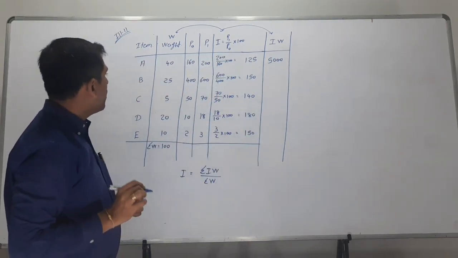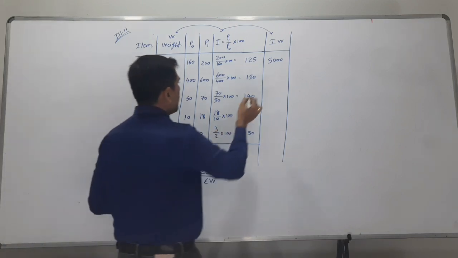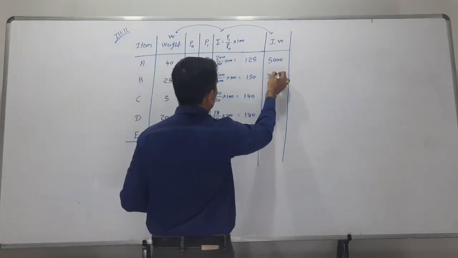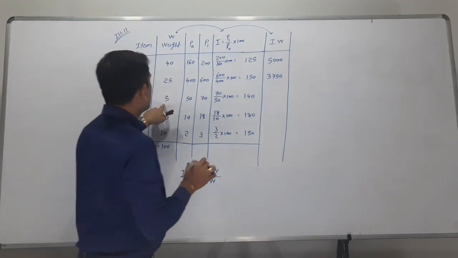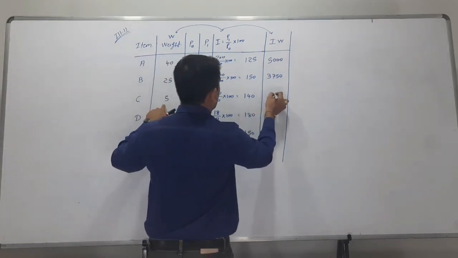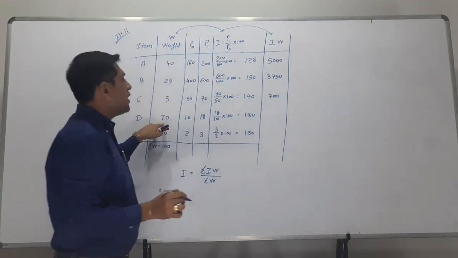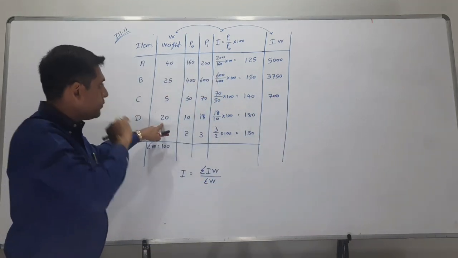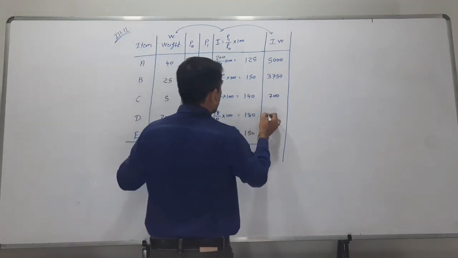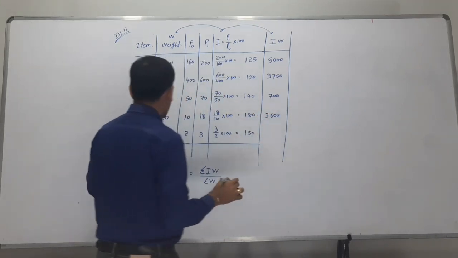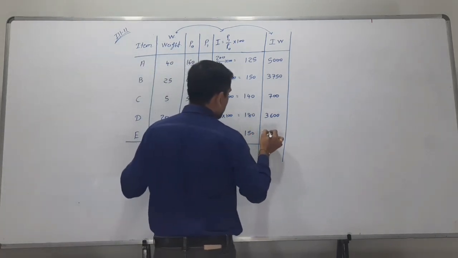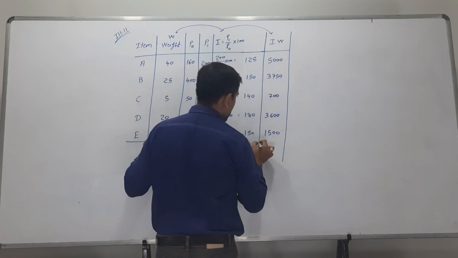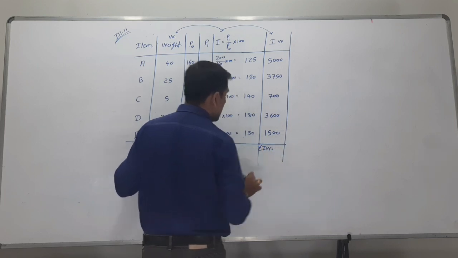150 into 25, that is 3750. 140 into 5, that is 700. Now 20 into 180, that is 3600. And 150 into 10, that is 1500. Now make the total. It is our sigma IW.